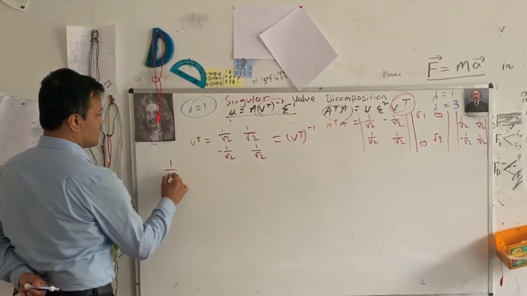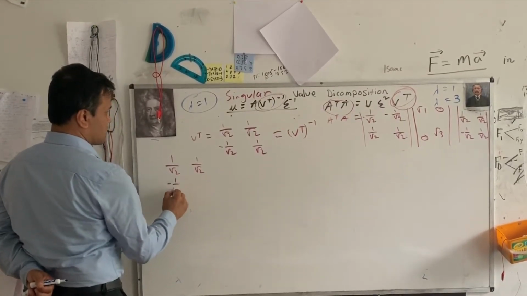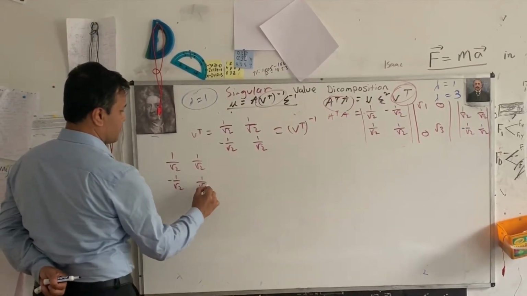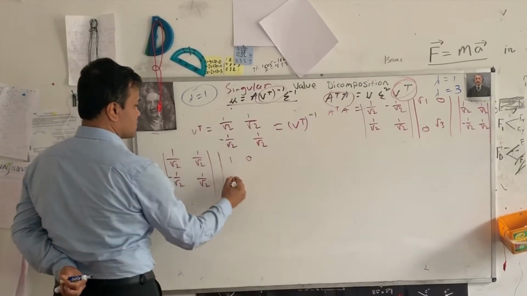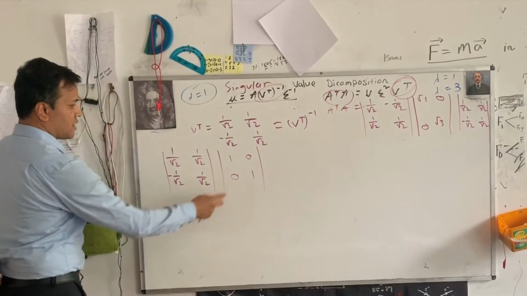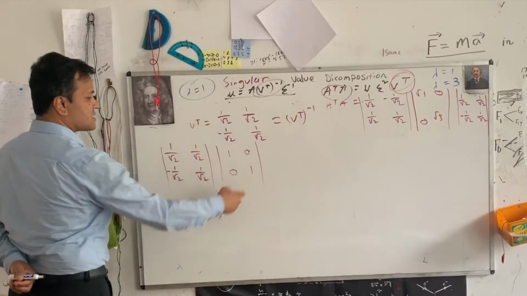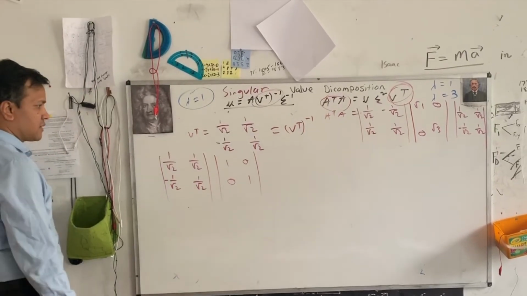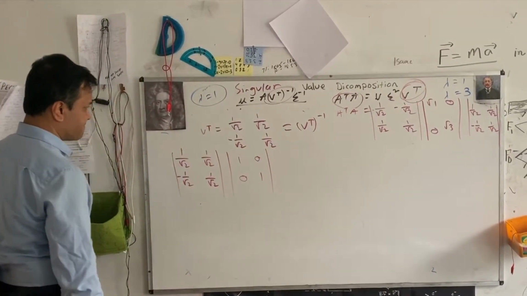So 1 over square root of 2, 1 over square root of 2, negative 1 over square root of 2, 1 over square root of 2, and the identity matrix would be 1, 0, 0, 1. So we're going to have to swap it. This is going to come over here, and this ugly stuff is going to go over there. Okay? So how can we do that? This is going to be easy.